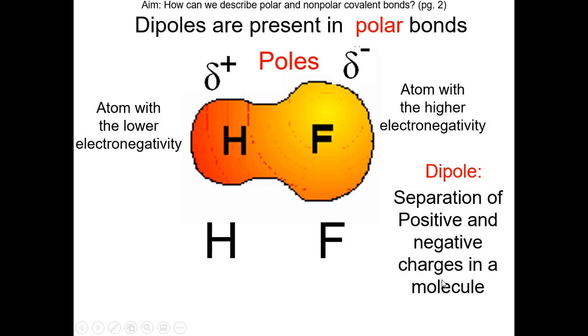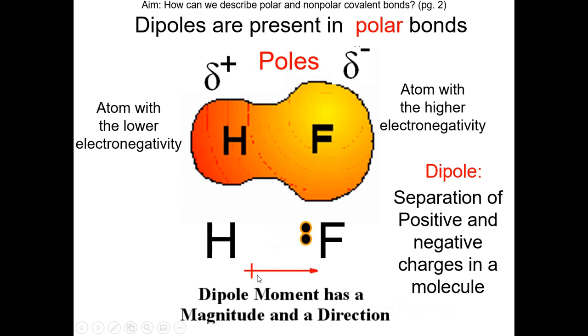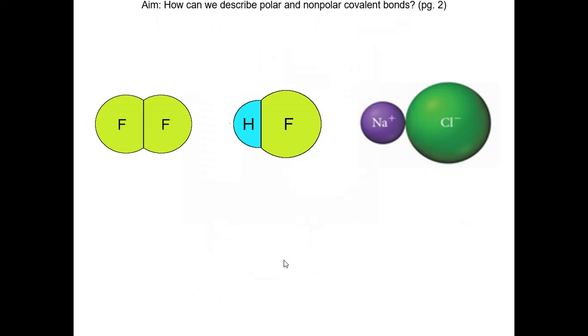So HF, since F is more electronegative than hydrogen, electron density will be more concentrated in fluorine than hydrogen. We can draw a dipole moment arrow, which indicates the direction of where the electron density is located. In the back of the arrow, it looks like a plus sign, which indicates the atom with the lower electronegativity. The bigger the arrow, the greater the electronegativity difference. The smaller the arrow, the smaller the electronegativity difference.